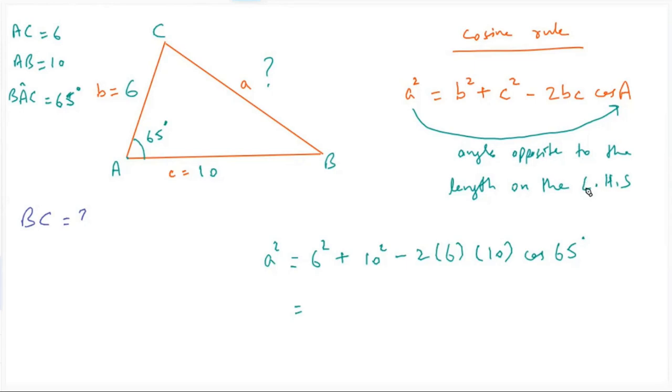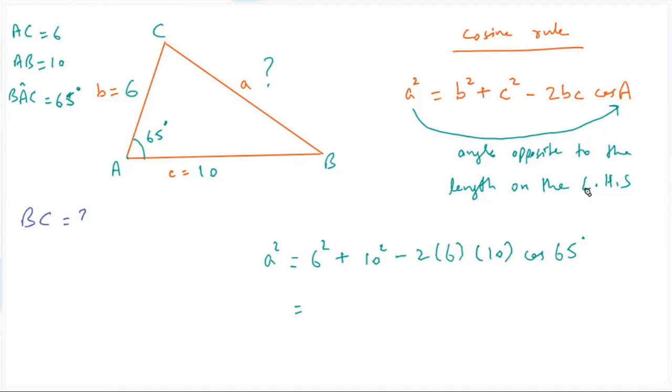LHS means it's the left hand side. I just said left hand side. The angle opposite the length on the left side of your equation is the angle you use in the cosine rule. It's the angle that is opposite to this length. So that is what you need to remember, that I wrote left hand side there.